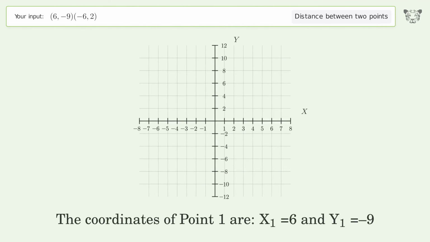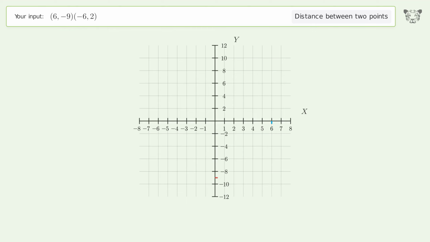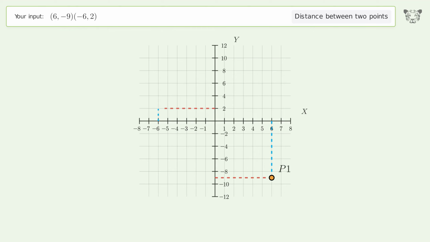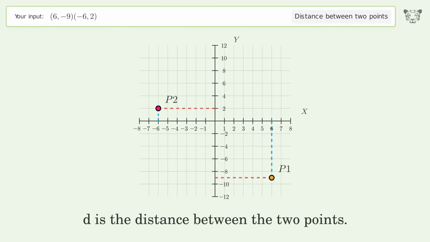The coordinates of point 1 are x1 equals 6 and y1 equals -9. The coordinates of point 2 are x2 equals -6 and y2 equals 2. D is the distance between the 2 points.